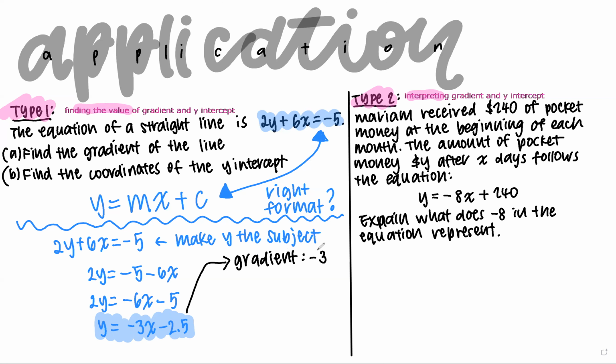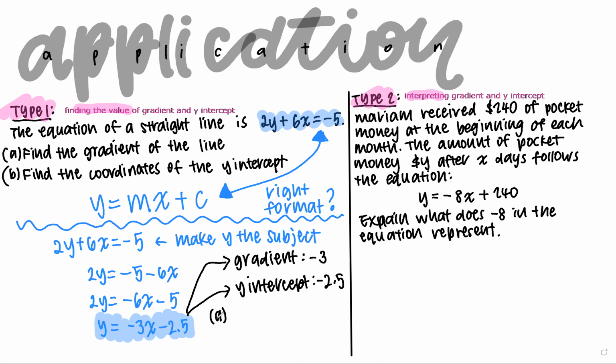Don't solve yet. I can do one more also. I can find the what? Beside gradient, you can find the y-intercept. Very good. And what is the y-intercept? Negative 2.5. Yes, easy peasy. Now I can solve the question.